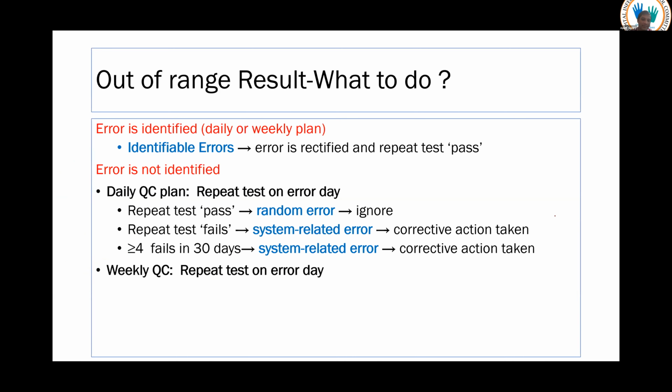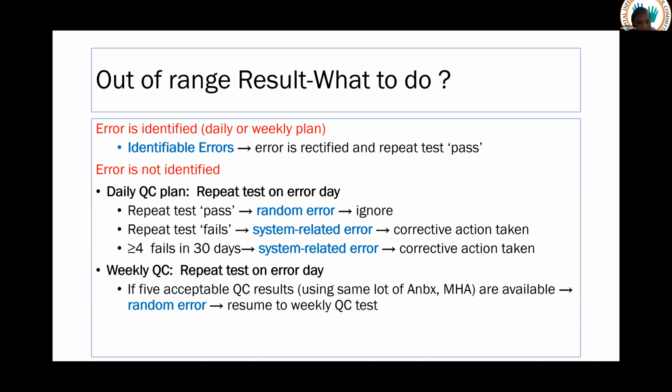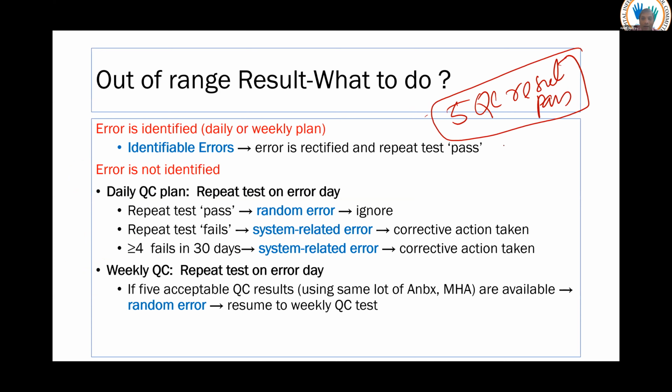In a weekly QC test, again the rule is the same, you have to repeat the test on the error day. After you repeat on the error day, you have to check the last 5 QC results. If you have at least 5 pass QC results, using the same lot of antibiotic or the same lot of MHA, then you can class it as random error and you can resume back to weekly plan.